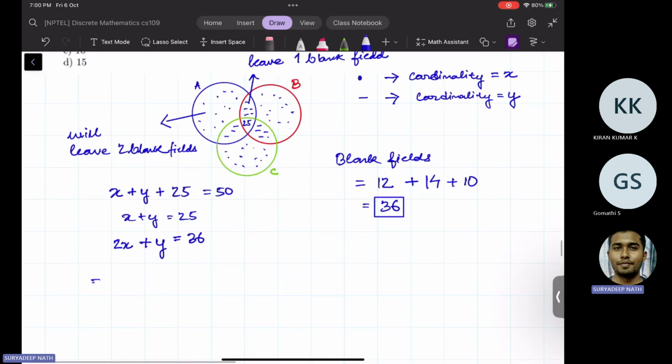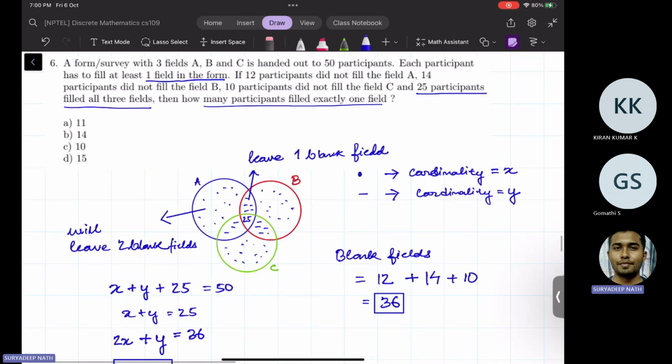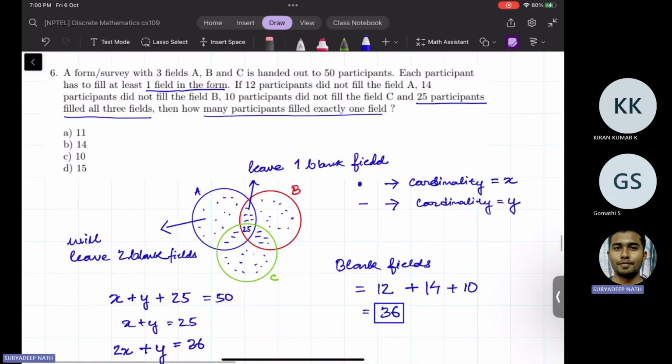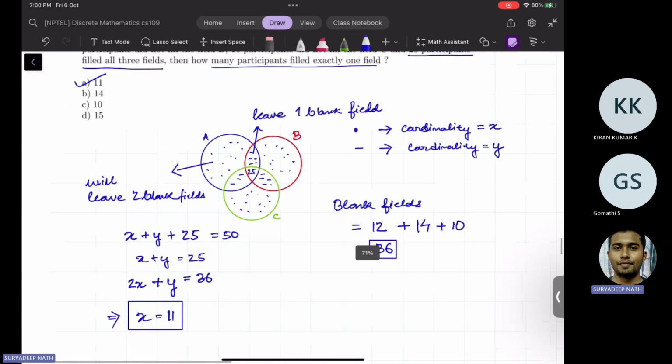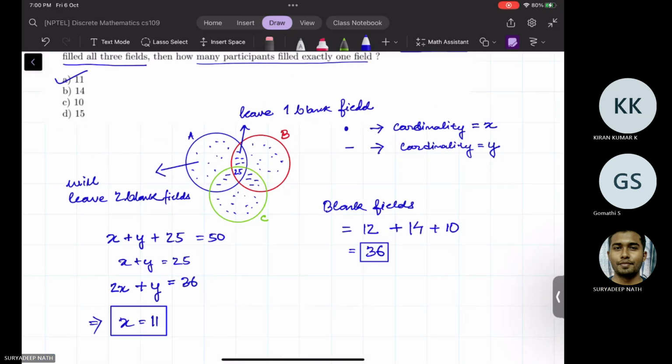From simple algebra, x turns out to be 11. So that is the cardinality of people who have filled exactly one field. So option A is the right answer for this question. I hope that is clear to you.